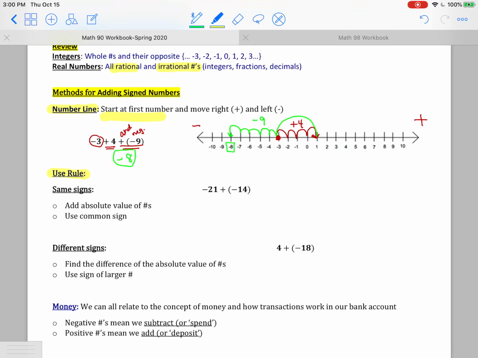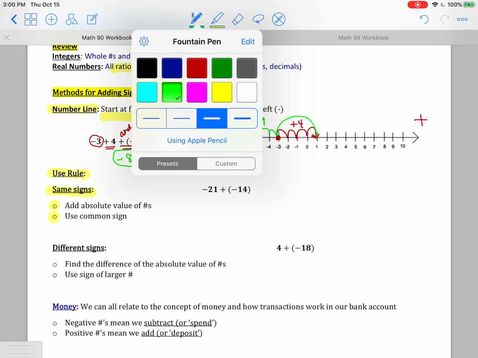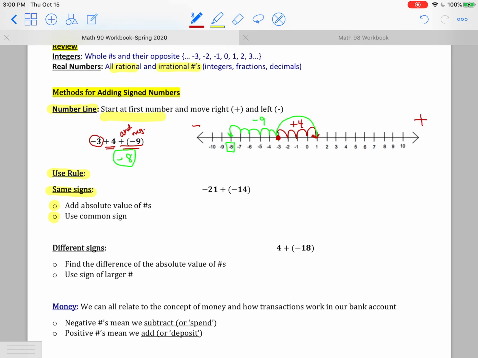All right, so the rule says that if we have the same signs on our numbers, what we're supposed to do is add the absolute value of the numbers and use the common sign. So remember, just as a review here, absolute value means distance from 0.